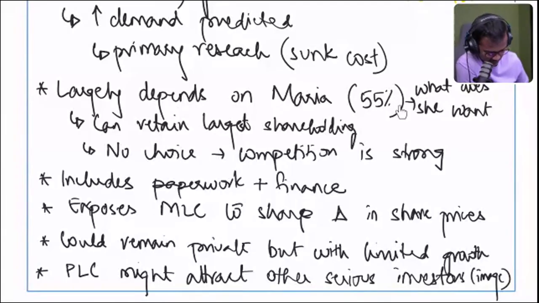It largely depends on Maria. Basically, what does she want? She can retain the largest shareholding, so she can still have, let's say, 30%. That's still big enough so that she has a lot of say in the matters.